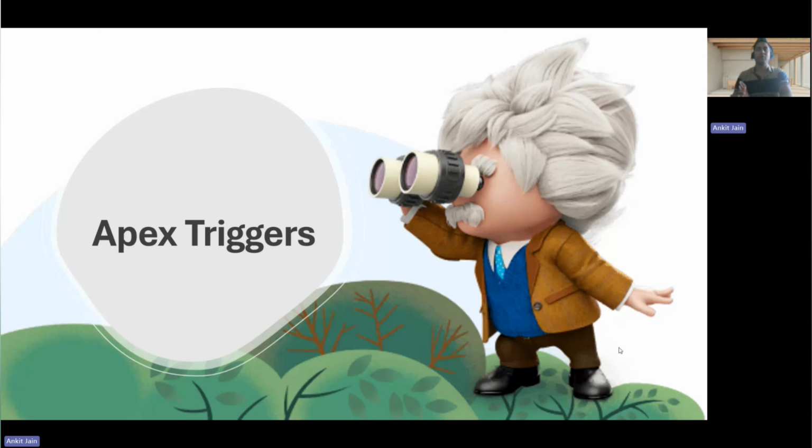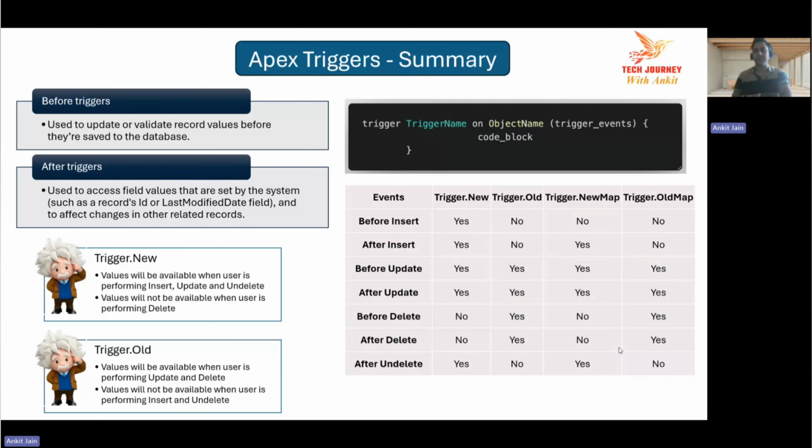Before we go into today's scenario, I will do a quick revision, like we did in the last video, so that this concept is very clear in your mind. So again, what is a trigger? A trigger is a piece of code that gets executed whenever any DML operation is done.